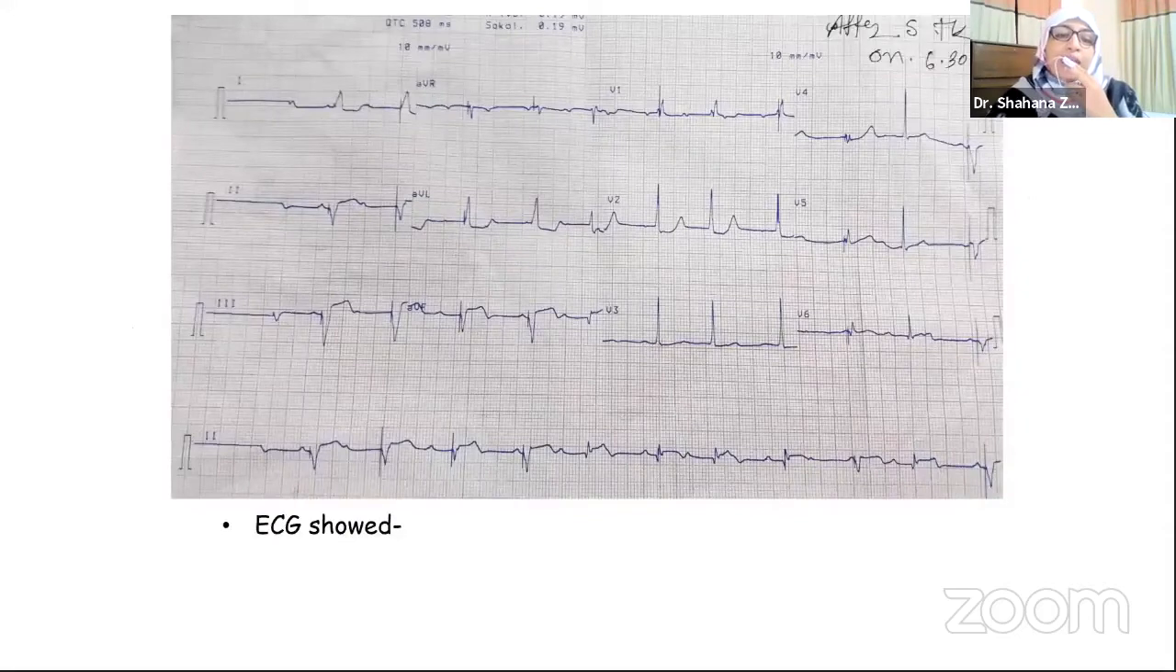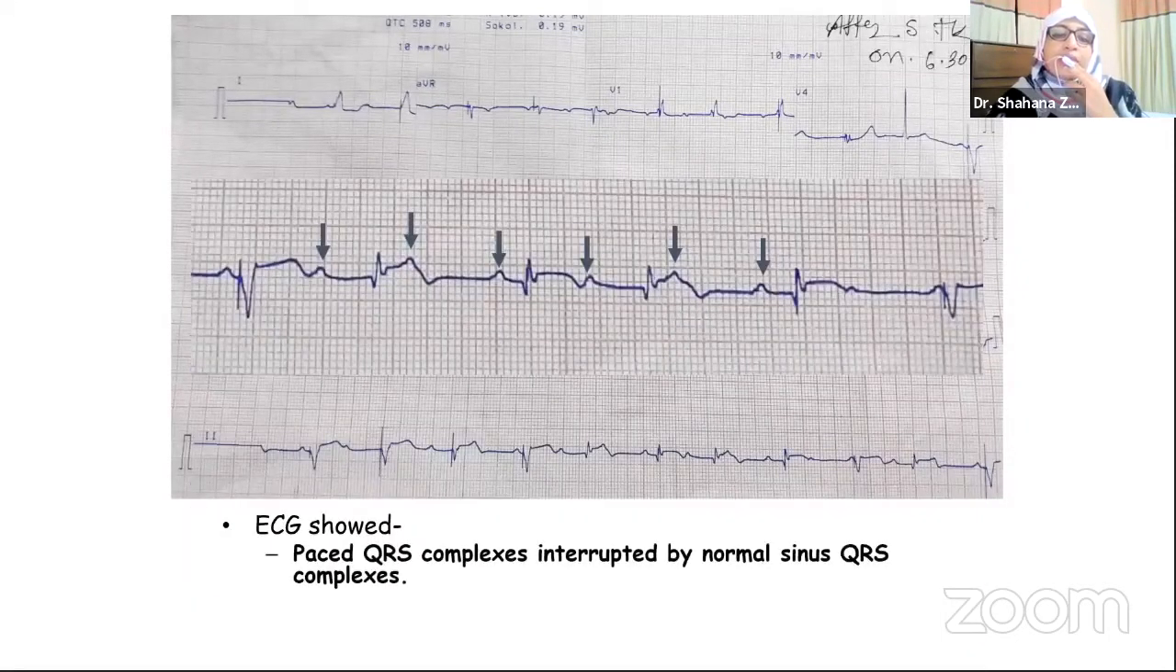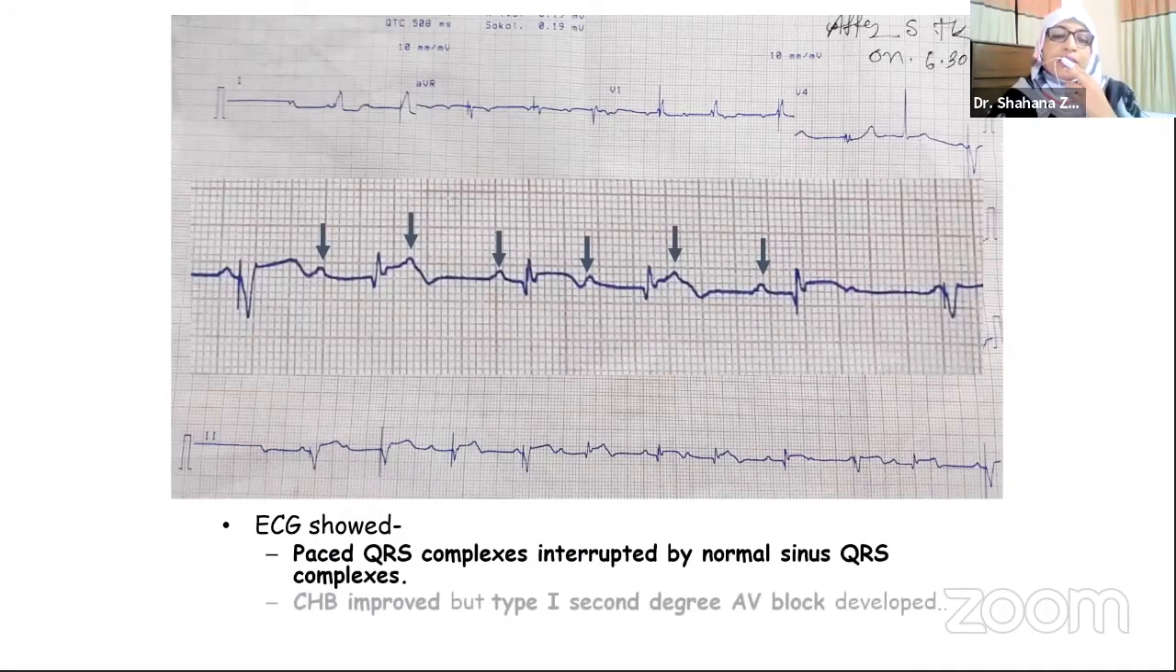After thrombolysis, ECG showed paced QRS complex interrupted by normal sinus QRS complexes. Complete heart block improved, but type 1 second degree AV block developed.